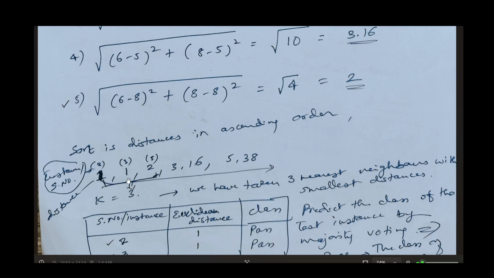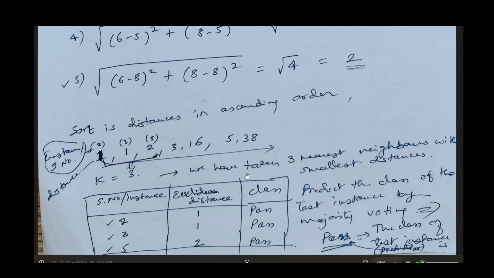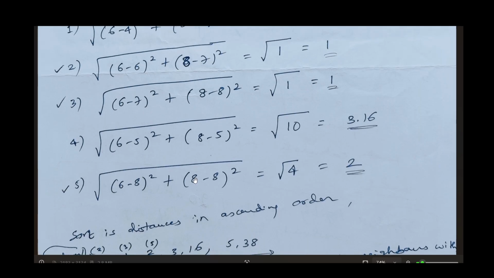Then we took these first 3 instances, 1, 1, 2, because k is 3. We have taken the 3 nearest neighbors with the smallest distance. Okay, keep that in mind. Because k is 3, we took the 3 distances. If k is 5, then we need to take all those distances. But k is given as 3, so we will use these 3 nearest neighbors with the smallest distance. Now these 2, 3, 5 are nothing but the serial numbers, as you can see here.